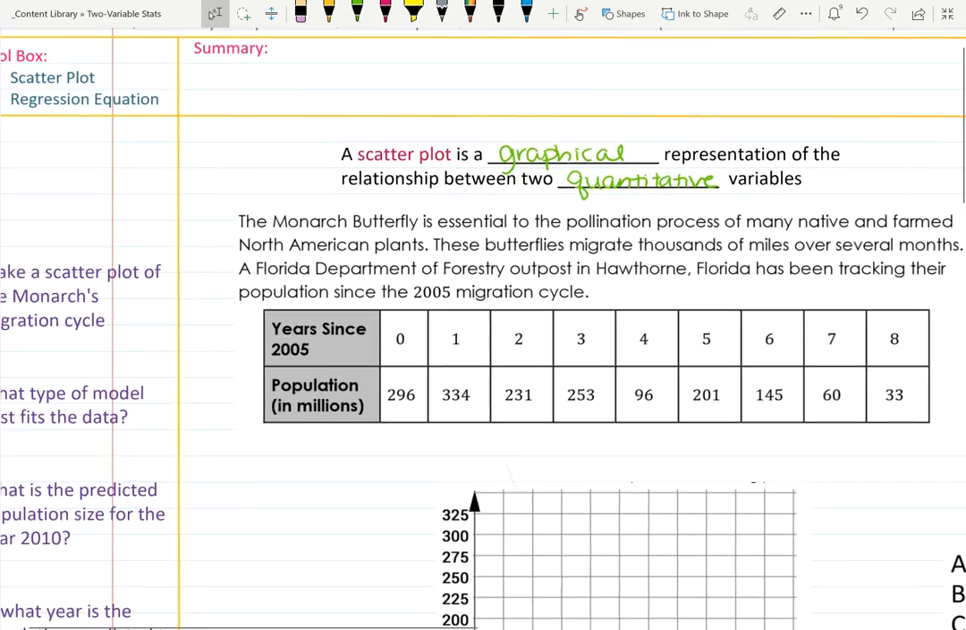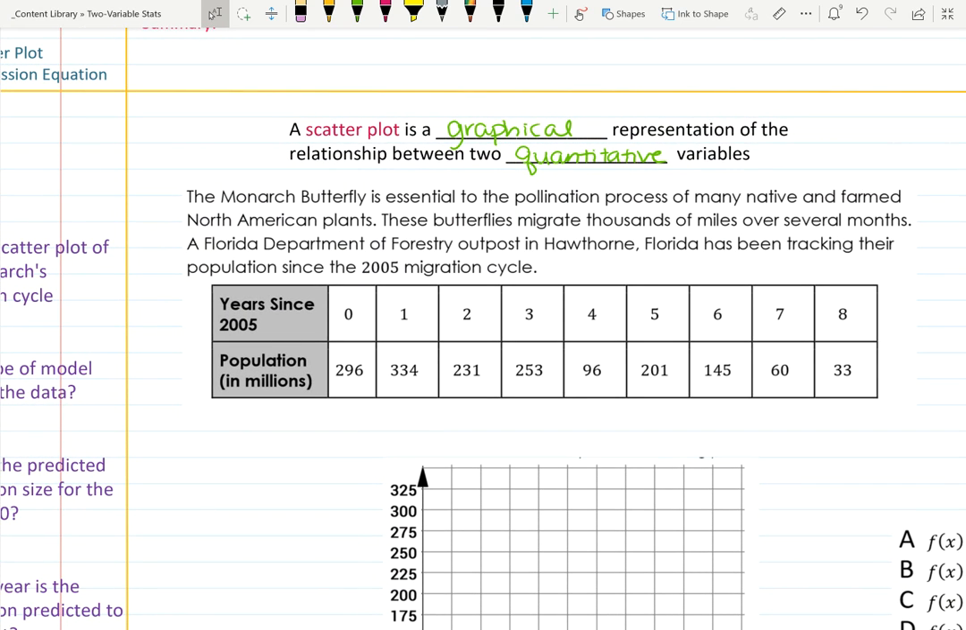So in our first example, before I even read it, I'm looking at it and I say, okay, I'm measuring time, years since 2005, and population in millions. So if we read, it says the monarch butterfly is essential to the pollination process of many native and farmed North American plants. These butterflies migrate thousands of miles over several months. A Florida Department of Forestry outpost in Hawthorne, Florida, has been tracking their population since the 2005 migration cycle. So we're given this data.